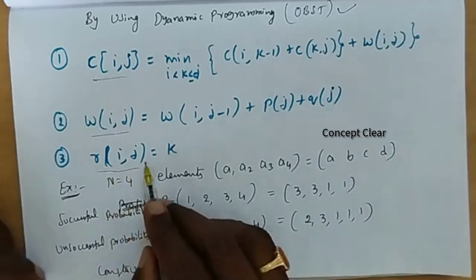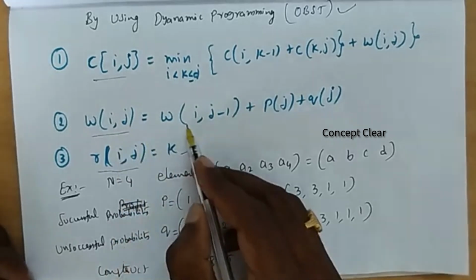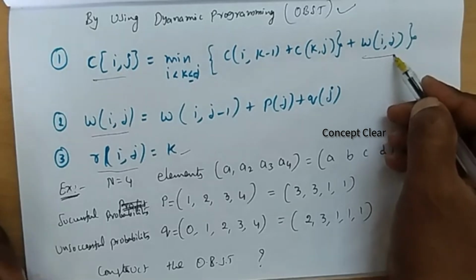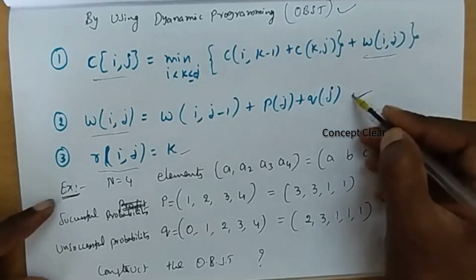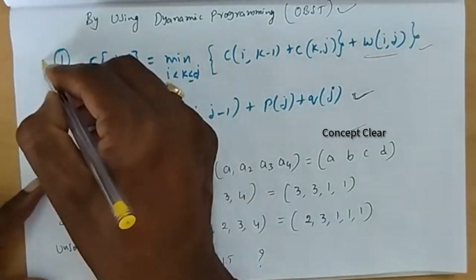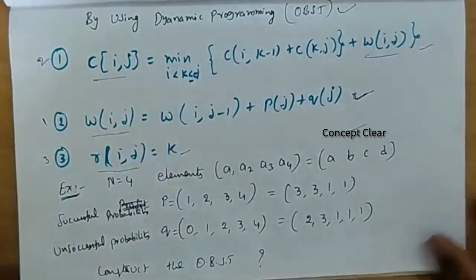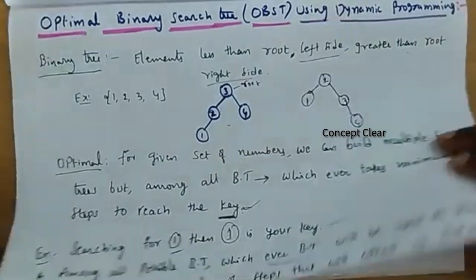Okay, the meaning of R of i comma j is the k value. W of i comma j is the formula. C of i comma j: here in this equation also we are using W of i comma j. So we have to find this value first, then the second and the last one. Okay, actually this is the second one, this is the first formula, this is the third formula. Okay, for this optimal binary search tree, we will discuss one live example.